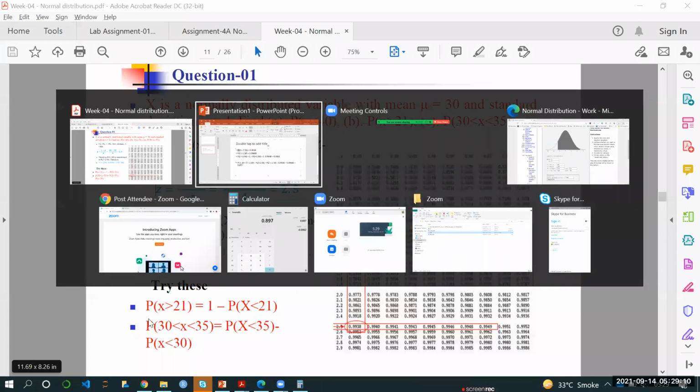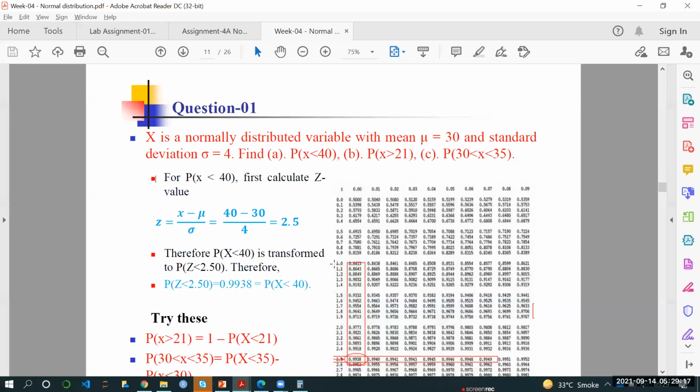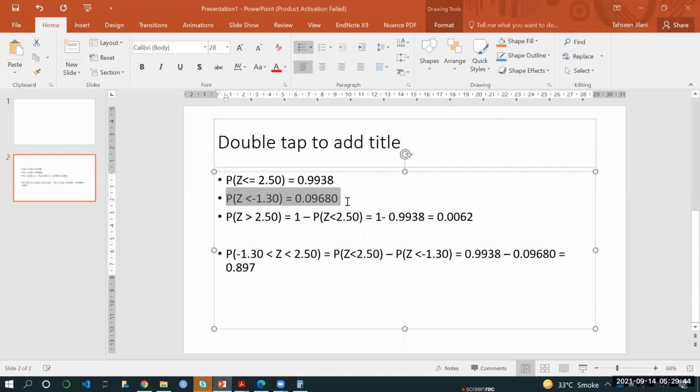Second example that I had: probability of z less than minus 1.30. So I go to the negative side, minus 1.3 is here and the decimal place 0.00 is here. If you concatenate, basically minus 1.30 is a concatenation of minus 1.3 and 0.00. So this is giving me 0.0968.